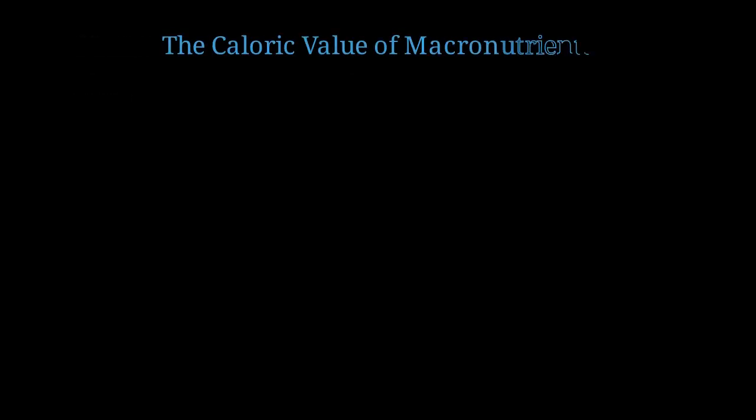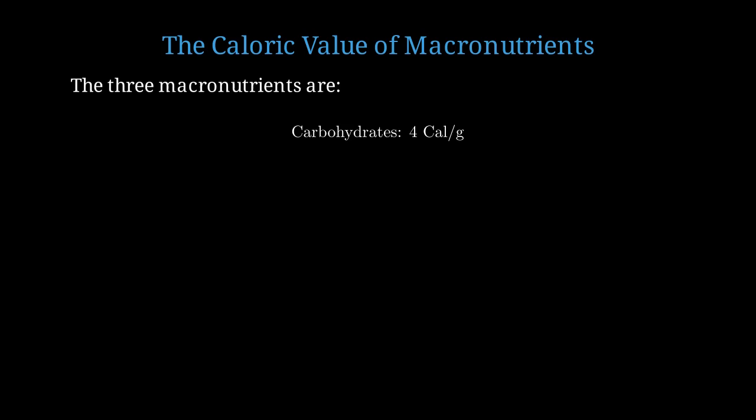Now let's examine how different macronutrients contribute different amounts of energy. The 3 primary macronutrients are carbohydrates, proteins, and fats. Carbohydrates provide 4 calories per gram. Proteins also provide 4 calories per gram. Fats provide 9 calories per gram, more than twice the energy density of carbohydrates or proteins. Although not a macronutrient, alcohol provides 7 calories per gram and must be accounted for.